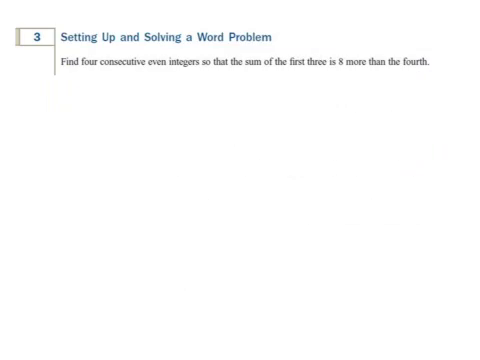Okay, here we go. Setting up and solving a word problem. So we have to think about what that's saying. Find 4 consecutive even integers such that the sum of the first 3 is 8 more than the fourth. All right, so the first thing I look at is I need 4 consecutive even integers.